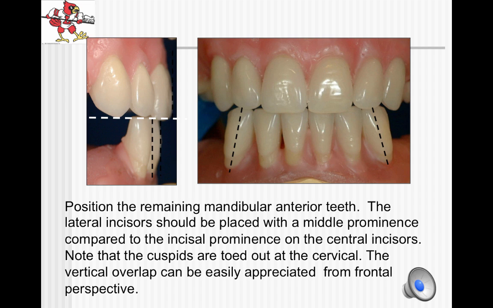Position the remaining mandibular anterior teeth. The lateral incisors should be placed with a middle prominence compared to the incisal prominence of the central incisors. Note that the cuspids are toed in at the cervical. The vertical overlap can be easily appreciated from a frontal perspective.